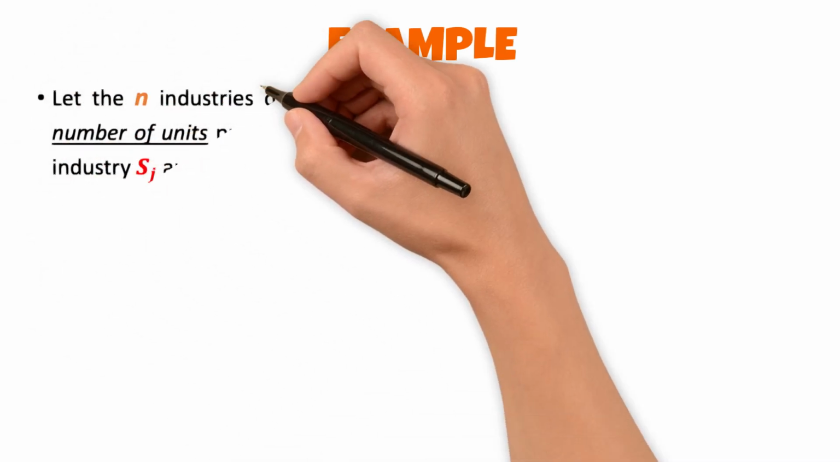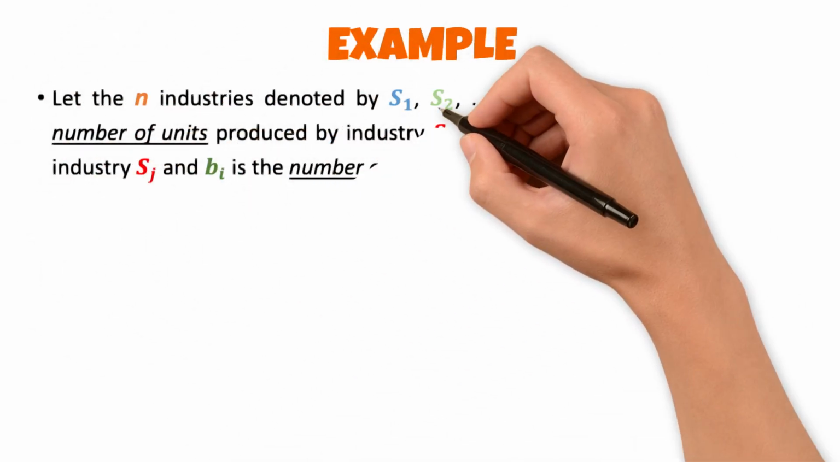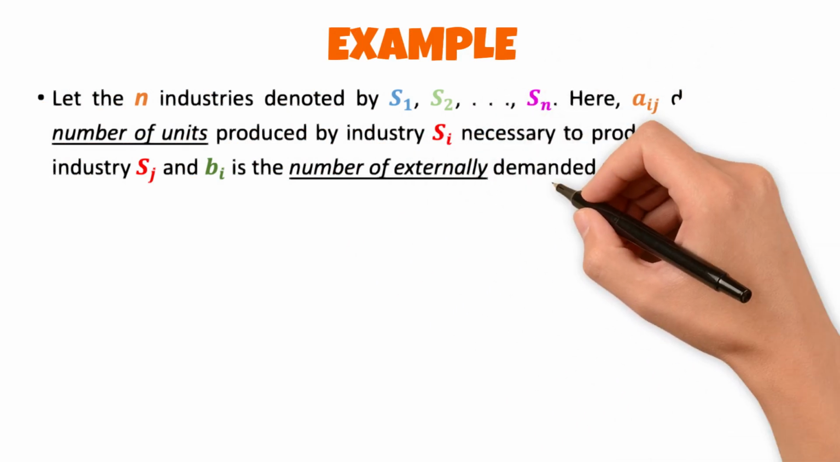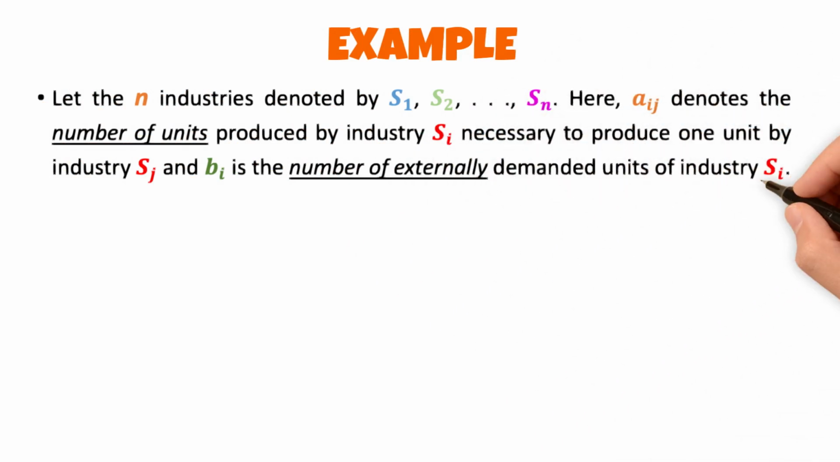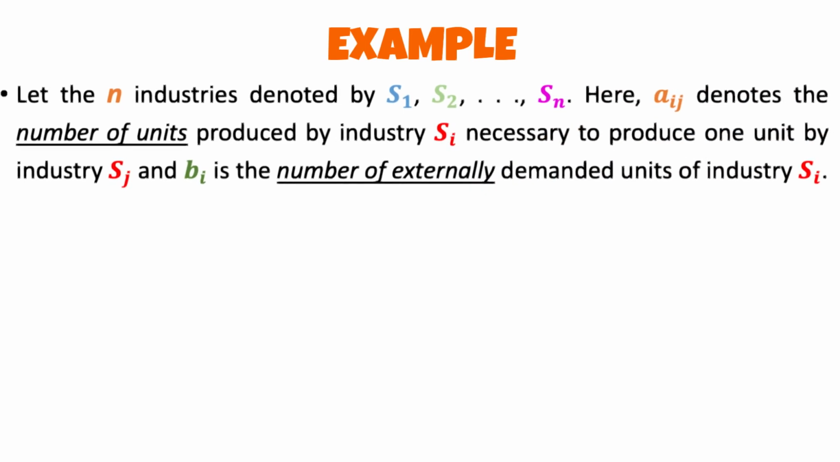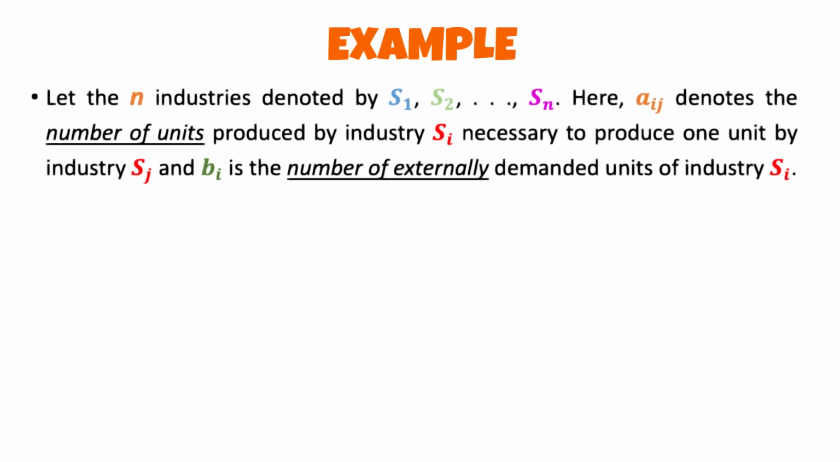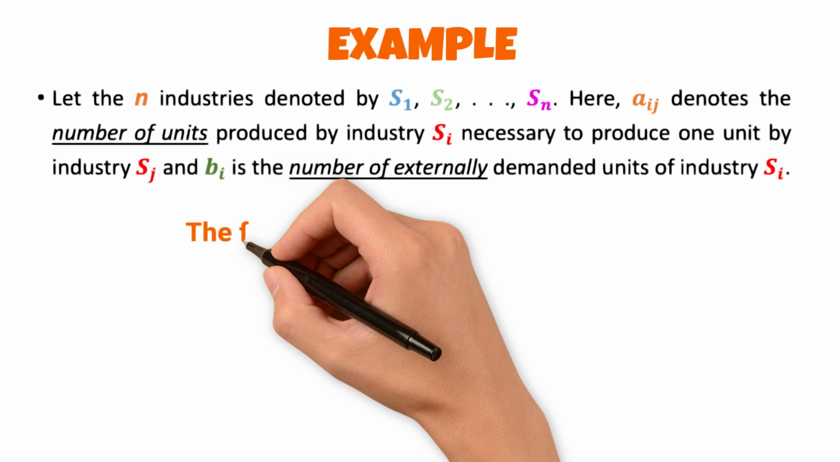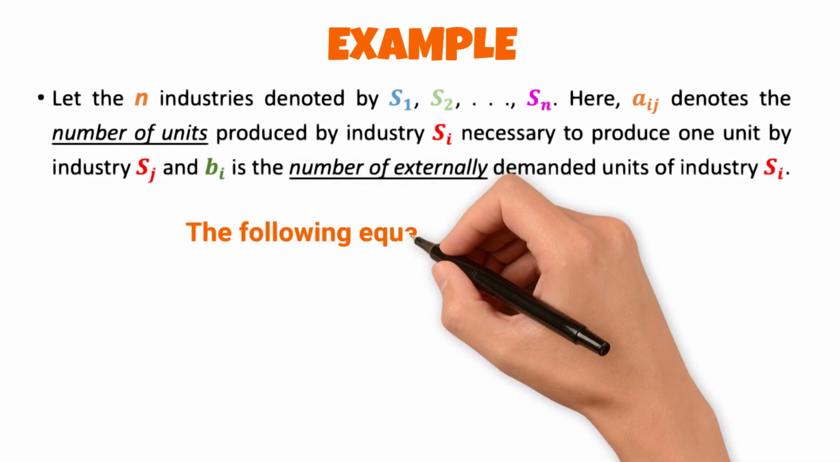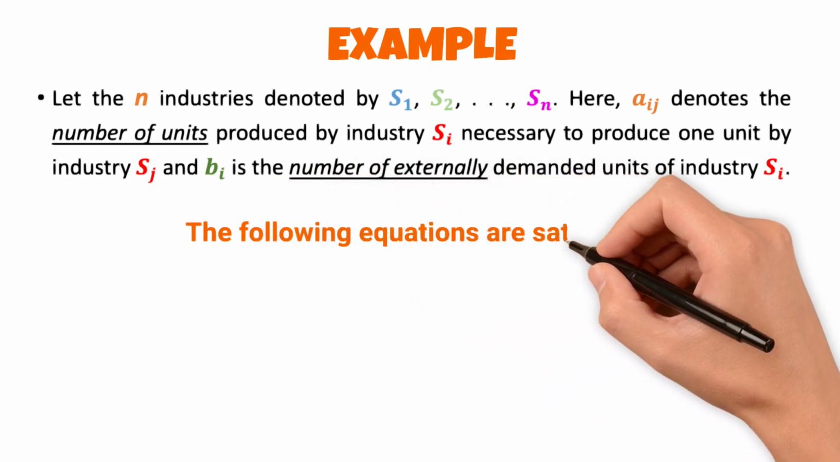So now we're going to use an example in order to explain the topic better. Let the n industries be denoted by S1, S2, until Sn. Here Aij denotes the number of units produced by industry Si necessary to produce 1 unit by industry Sj, and Bi is the number of externally demanded units of industry Si. The following equations are satisfied.